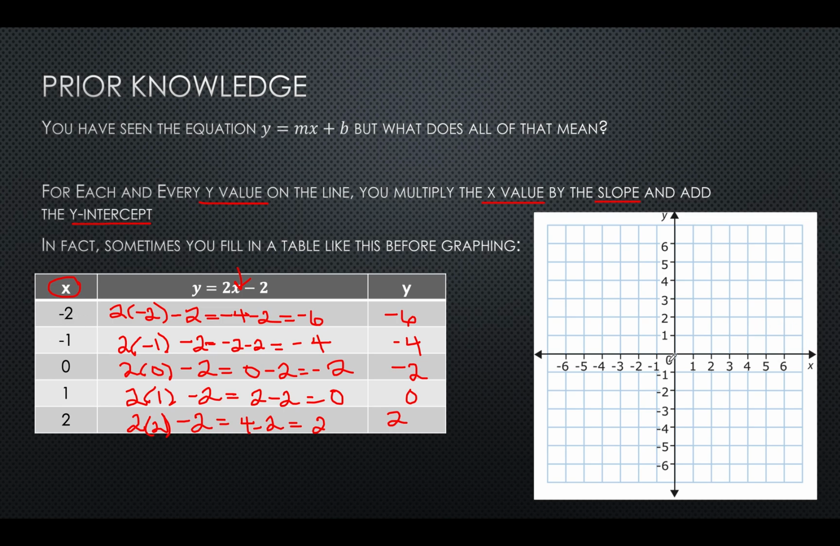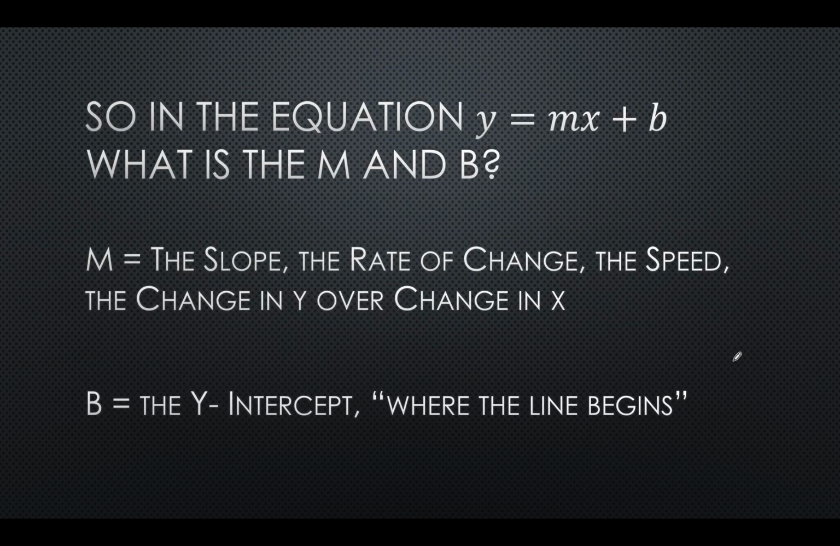So this is at -2, -6, -1, -4, 0, -2, 1, 0, and 2, 2. And then please use a straight edge to do this. If you're doing it on the computer, please use the line button because this is a horrible straight line. Okay, make sure you put arrows on either end. That's all you really need to do.